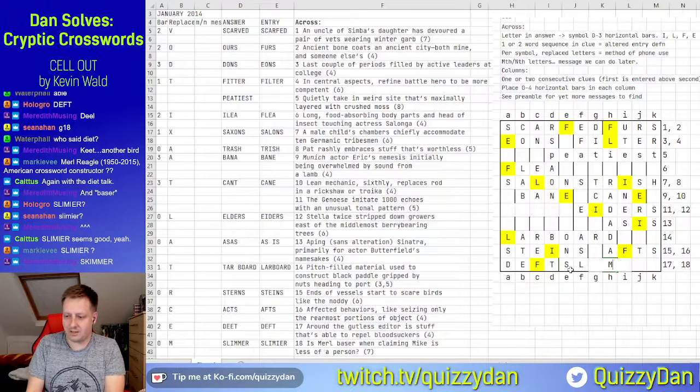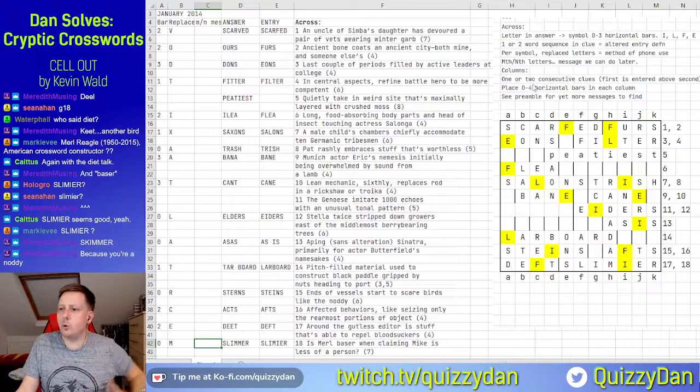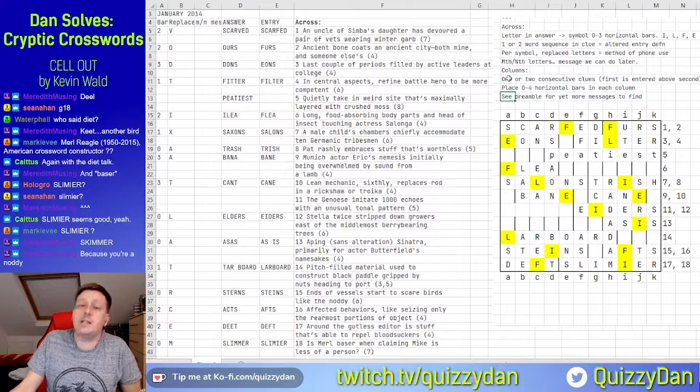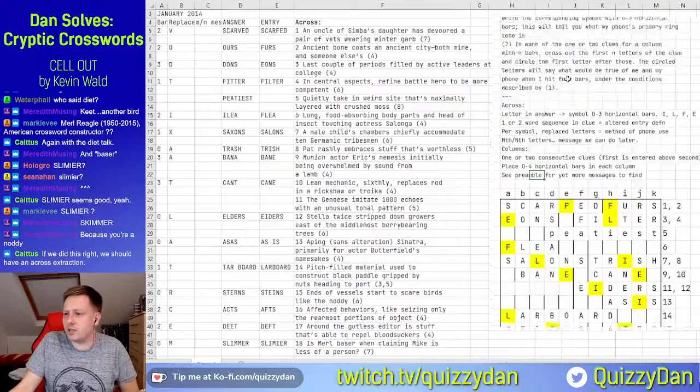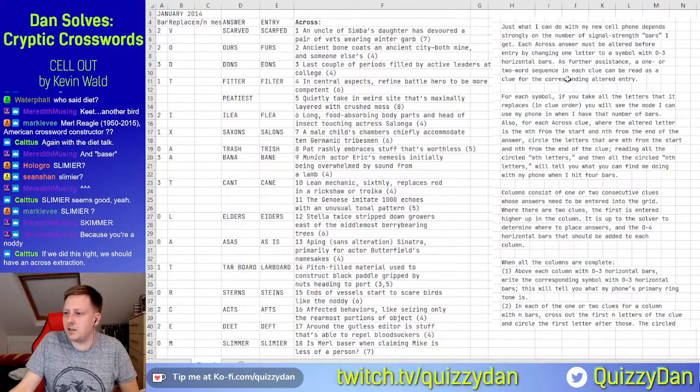Now, that's the acrosses done. What is being... It is that I. So what is happening with the down clues? There are 1 or 2 consecutive clues. We need to place the horizontal bars in each one. So we'll need to work out where the bars go and then see the preamble for yet more messages to find. We should have an across extraction. We should for most of it. Okay. For each symbol, if you take all the letters that it replaces in clue order, you will see the letters that it replaces in clue order for each symbol.